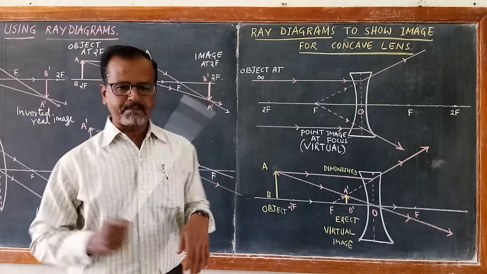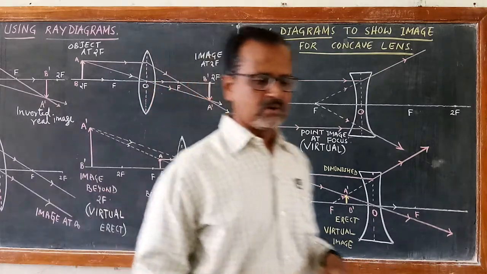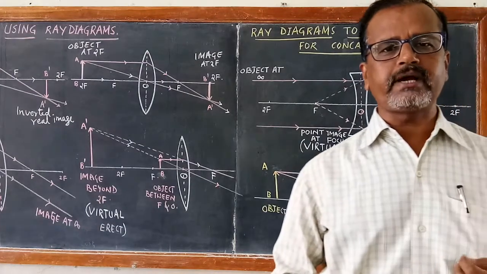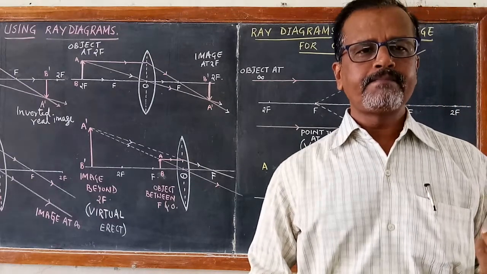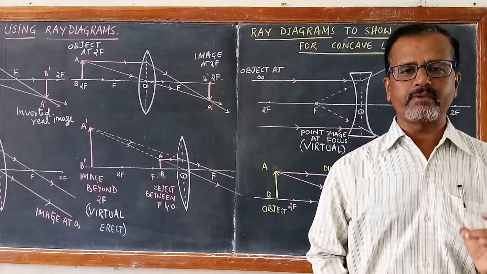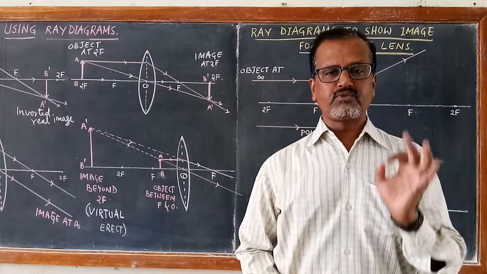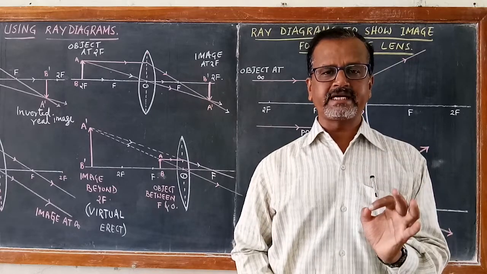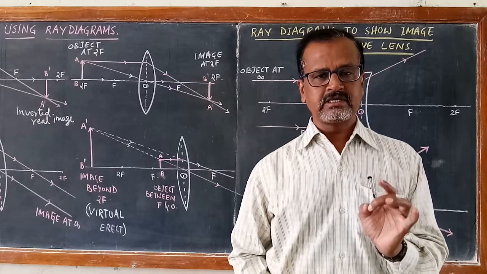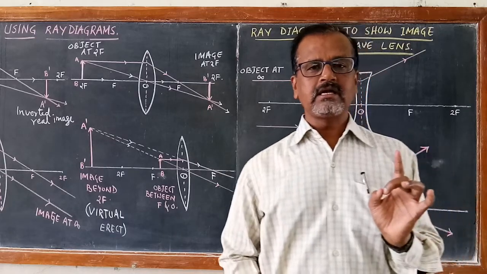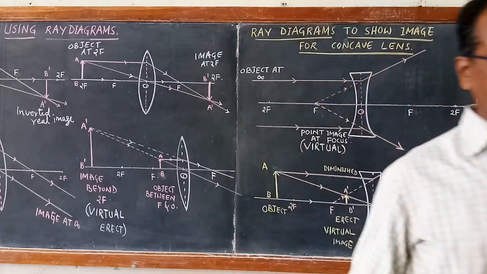Now in the next part we are going to discuss the lens formula. Just like the mirror formula that we understood previously for concave and convex mirrors, there is an important formula which relates focal length with object distance and image distance. It is called the lens formula. Let us learn the lens formula now.